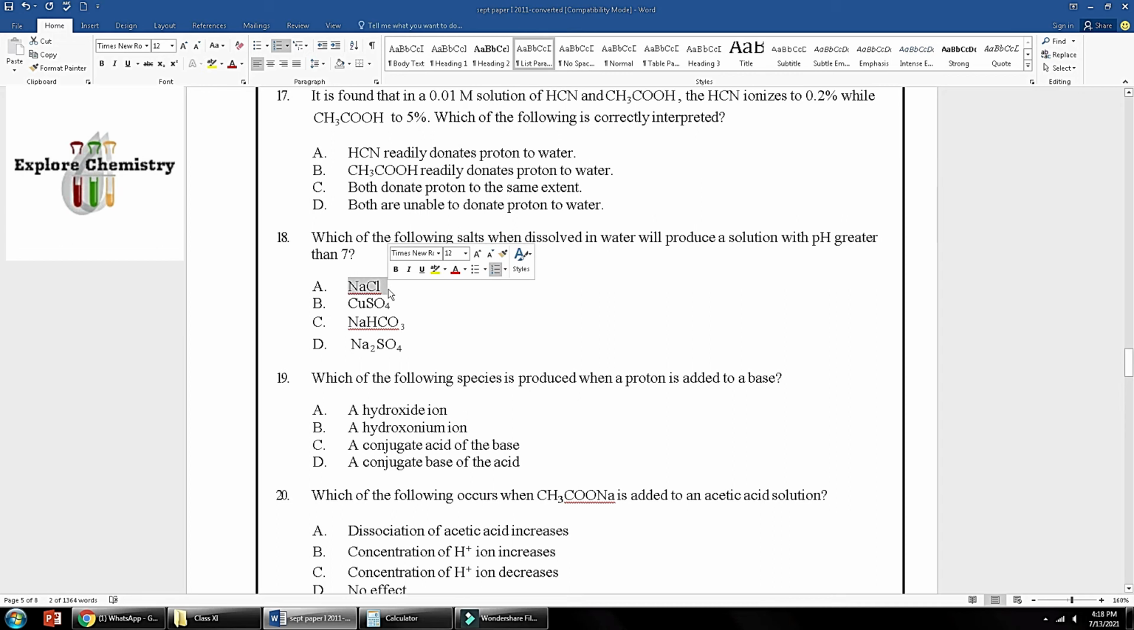NaCl is produced from NaOH, which is a strong base, and HCl, which is also a strong acid. So this is not the correct answer. Copper sulfate is produced from sulfuric acid, which is a strong acid, so it is not the correct answer.